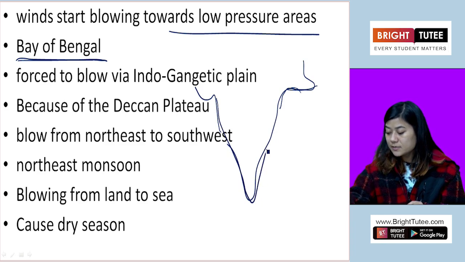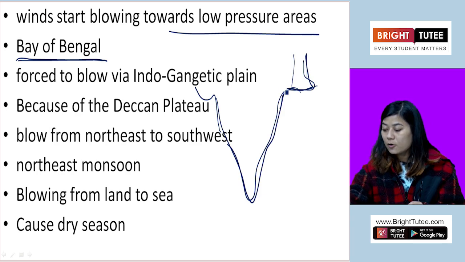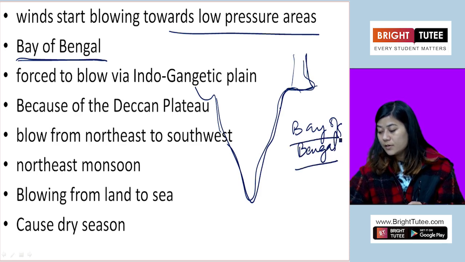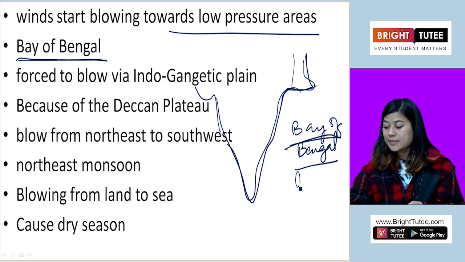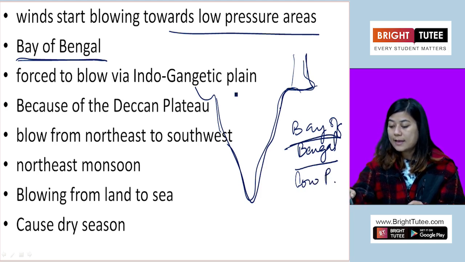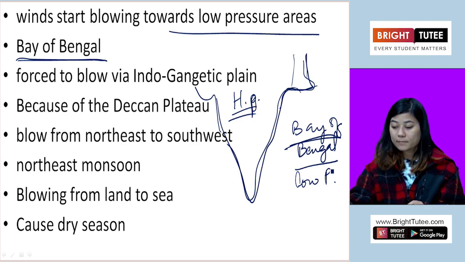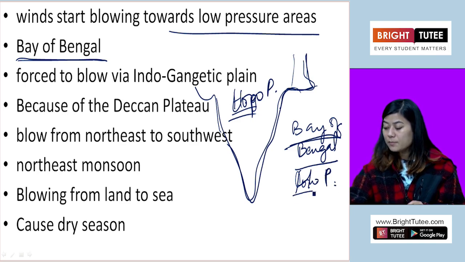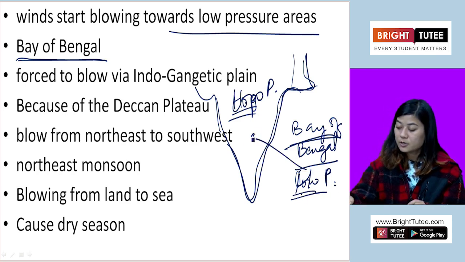So if this is the map of India, this is West Bengal. So this right here is Bay of Bengal. Now we are saying that Bay of Bengal has low pressure and the land here has high pressure, right? So the wind blows from high to low, from here to the low.